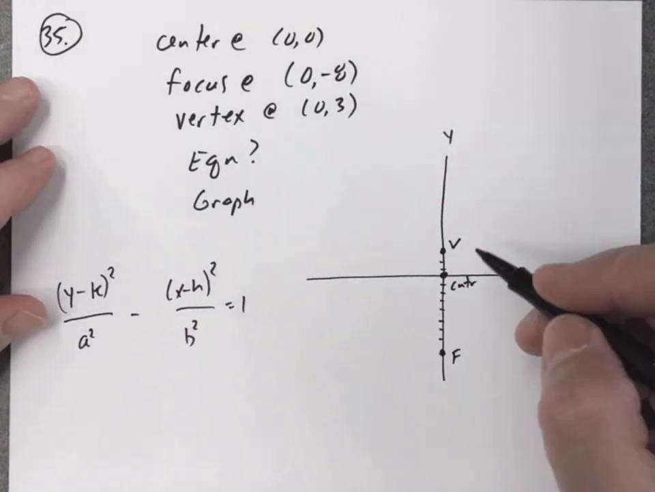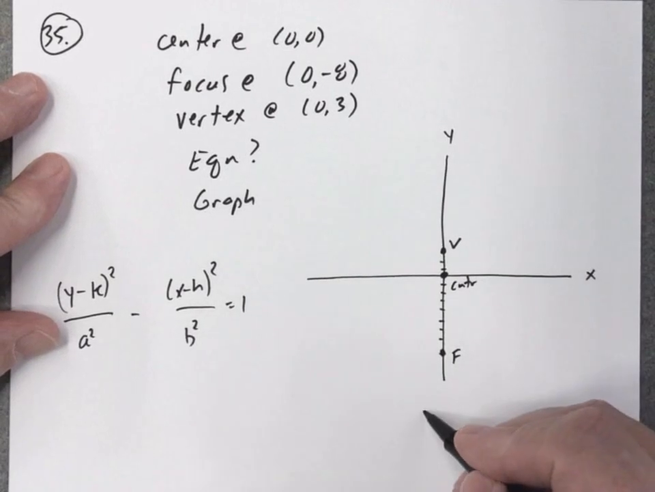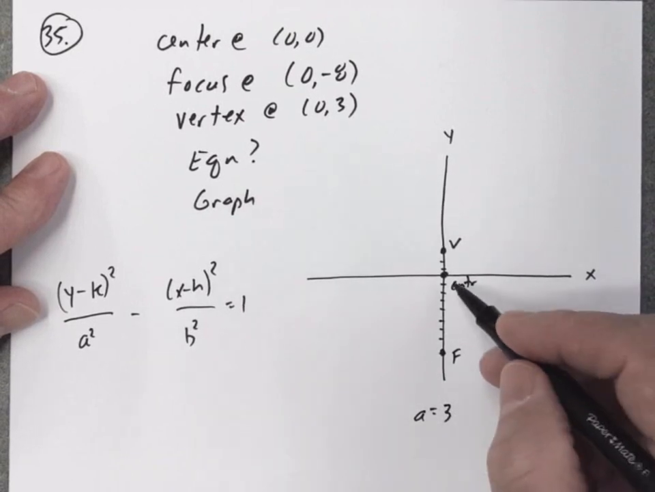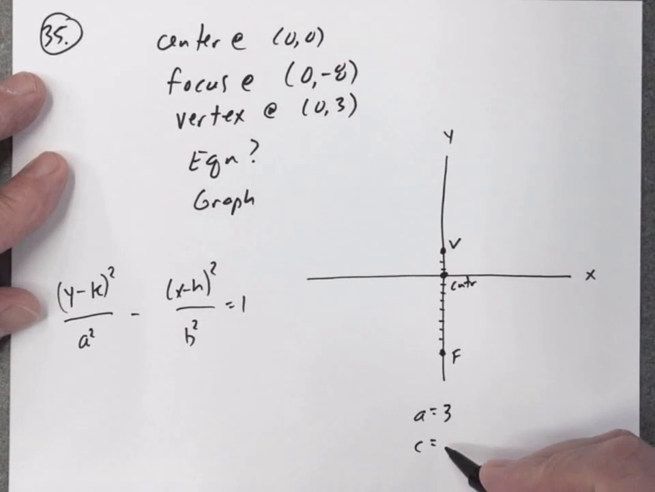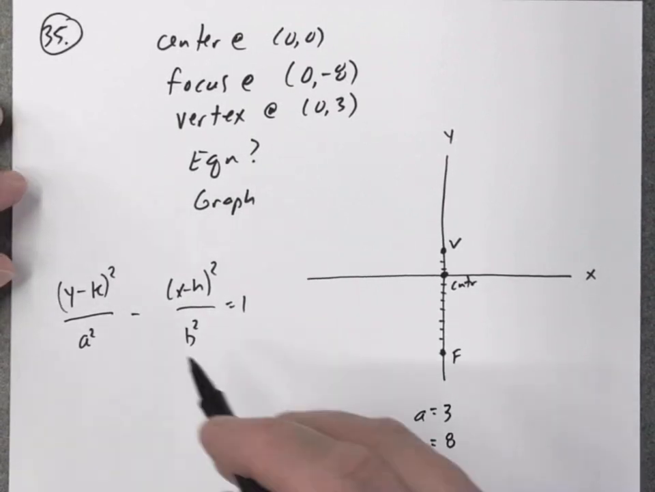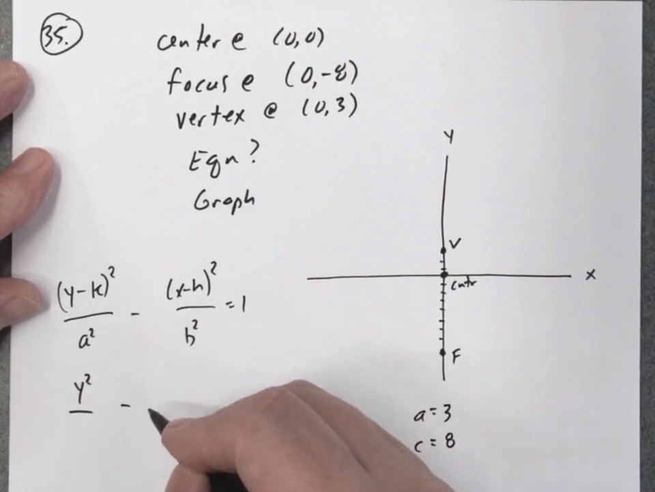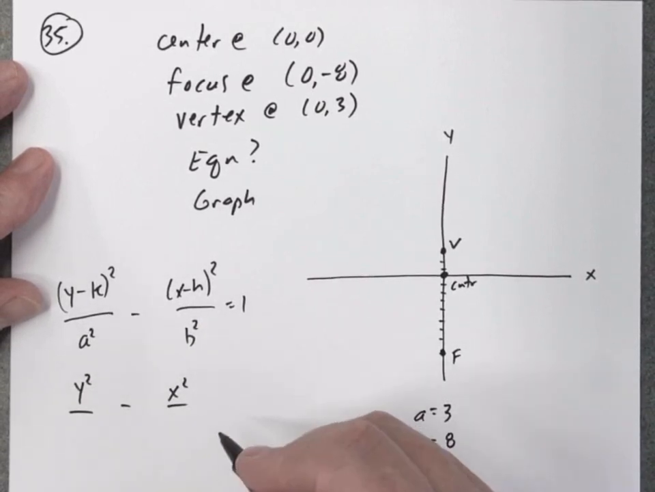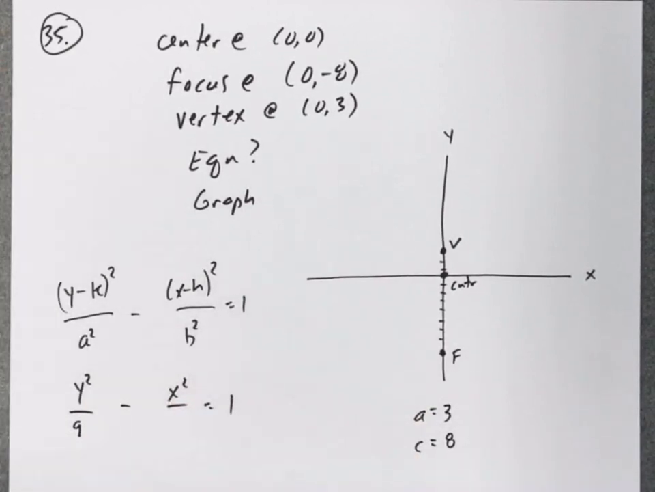So the distance a is the distance from the center to the vertex. So that's going to be 3. Now, the distance from the center to the focus, which we'll probably need to know eventually, we call that c. And that's going to be 8. Since the center is 0, 0, we can start now working on this equation. Since we know a, this will be 9.